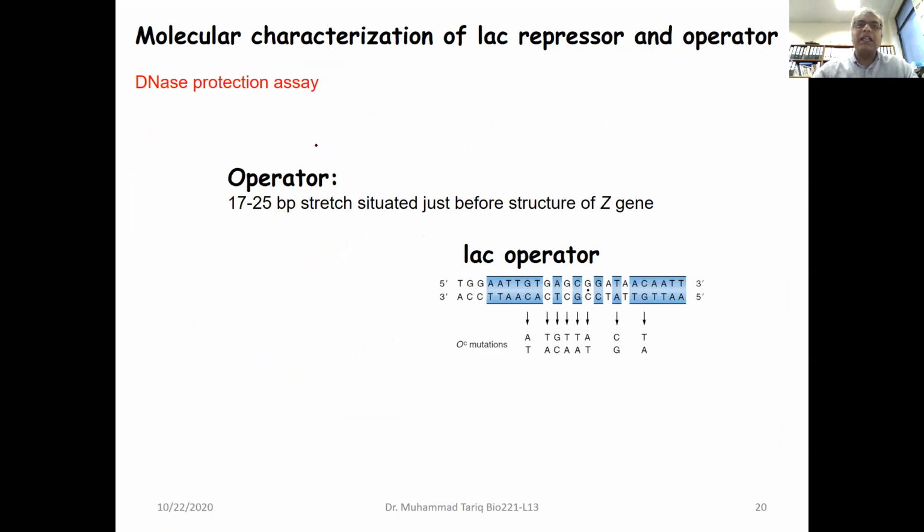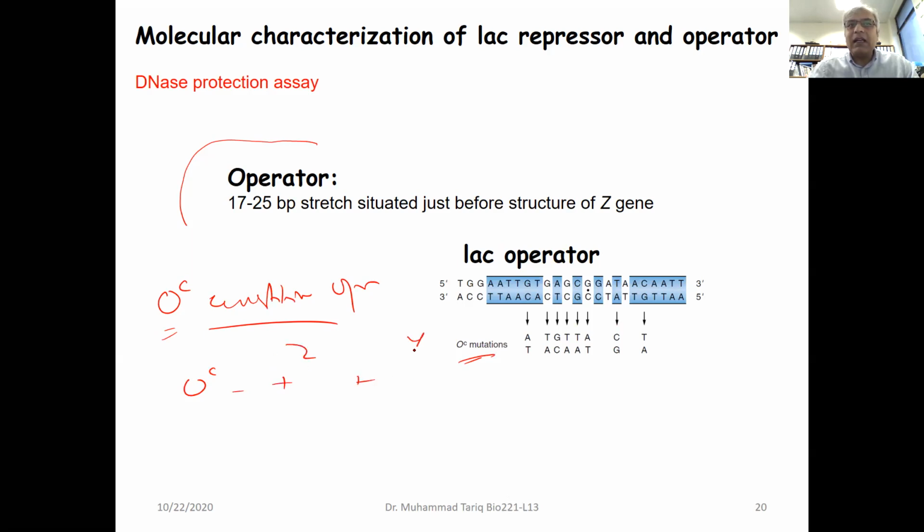After the advent of recombinant DNA technology and molecular biology, we discovered that the OC mutation, which we named constitutive operator, where in the presence of OC, you remember beta-galactosidase and permease both were constitutively active. And that's why we named this phenotype constitutive operator.